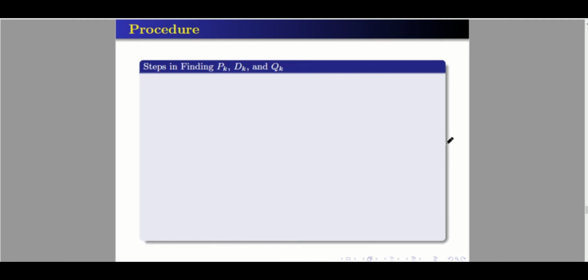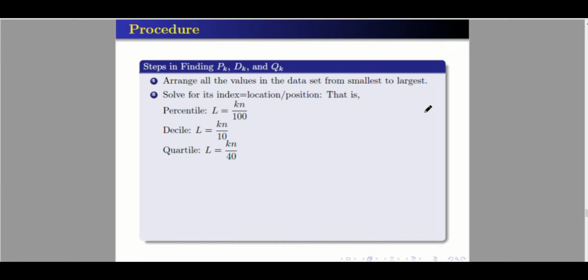Okay, now let's go to the general steps in finding P sub k, D sub k, and Q sub k, the percentile, decile, and quartile. Again, we need to arrange all the data from smallest to highest, and then solve for the index, or the position or location. So we have k times n over 100. N is the number of data. K is the percentage, the subscript.